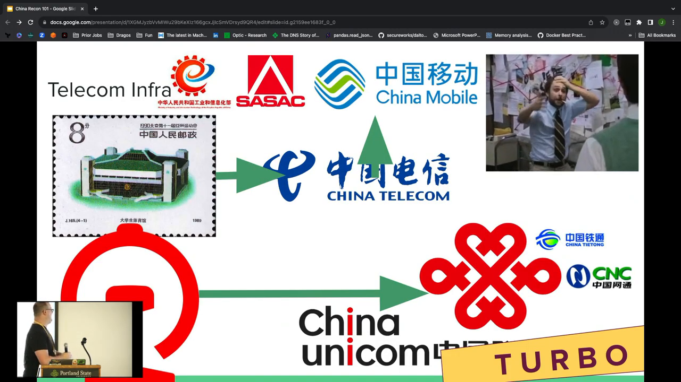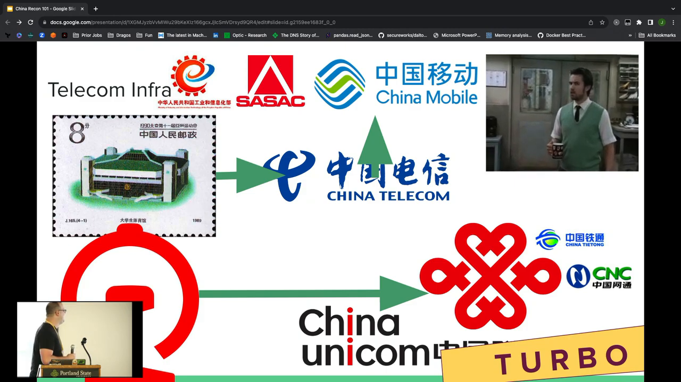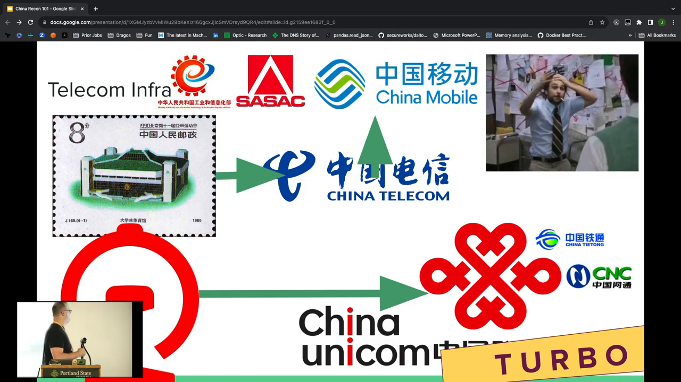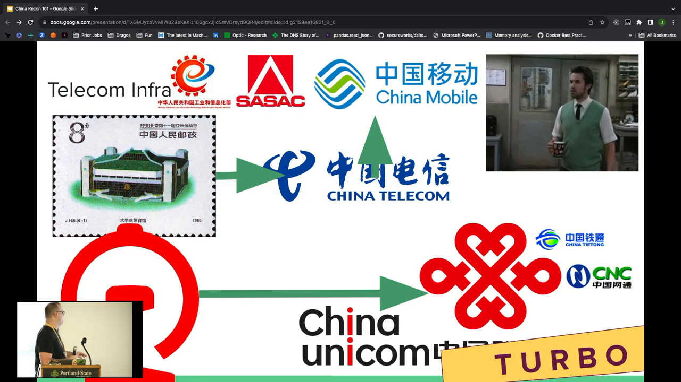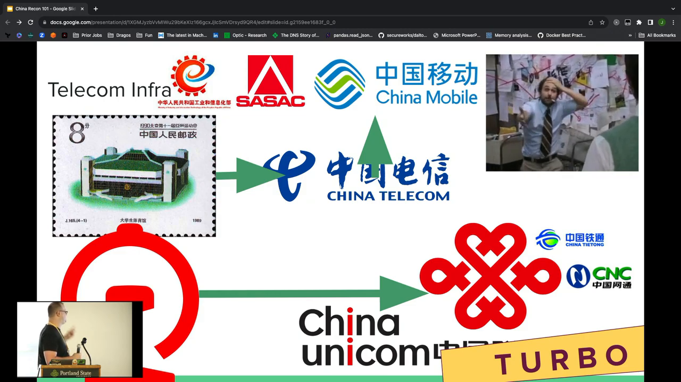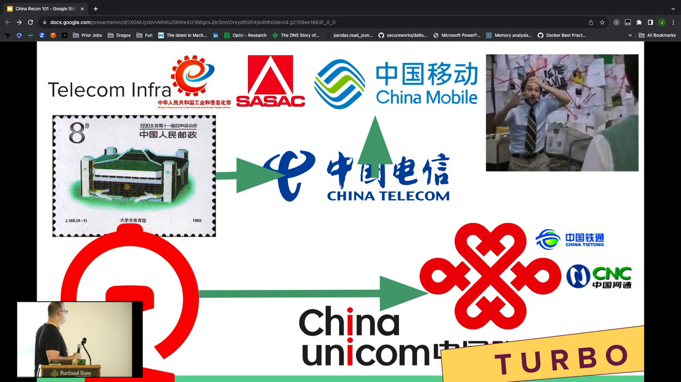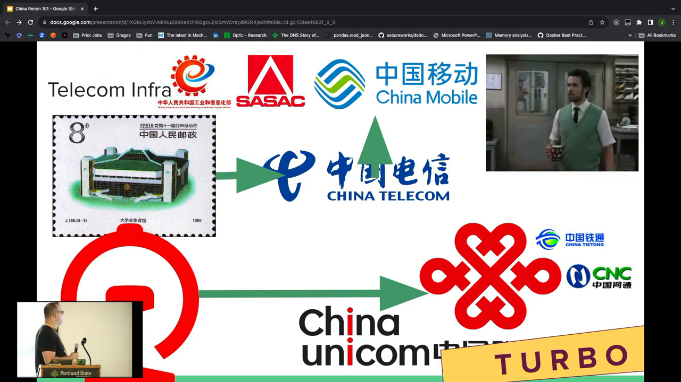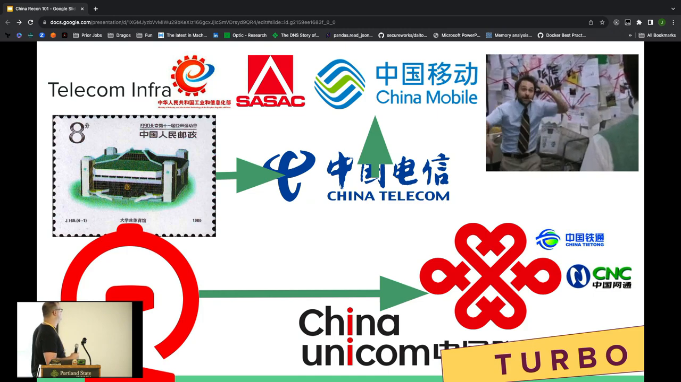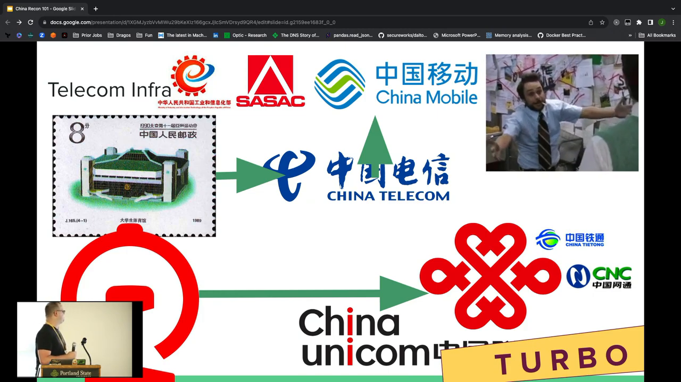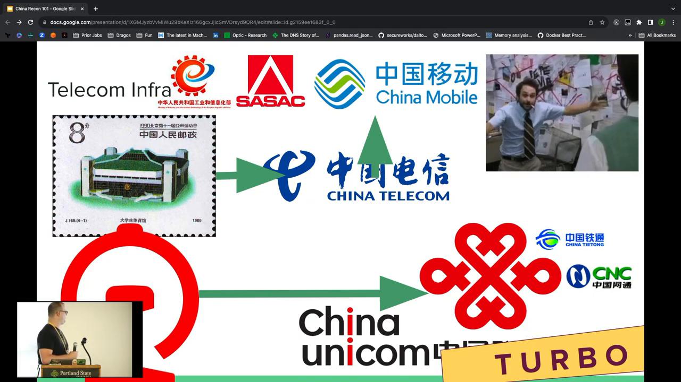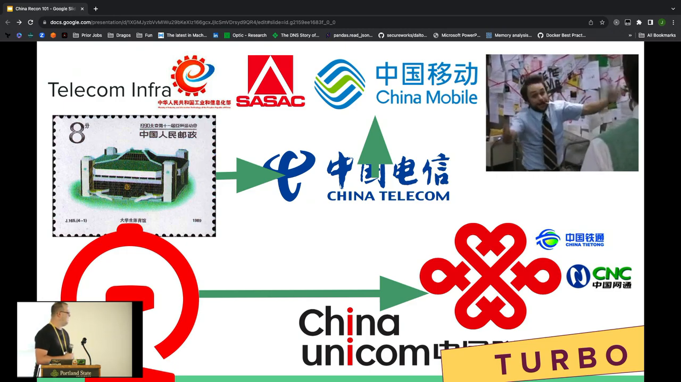Telecom infra is a very complicated subject. All the arrows kind of show bound relationships, but the main thing you've got to know is there's three big players. There's China Mobile, China Telecom, China Unicom. All of them are state-owned enterprises, so they are subject to the control of an organization called SASAC, which is basically the largest organization in the world in terms of capitalization. It's hundreds of billions of dollars.